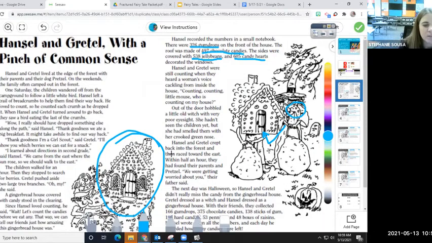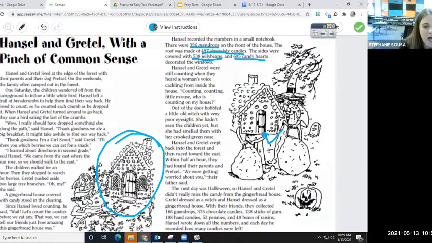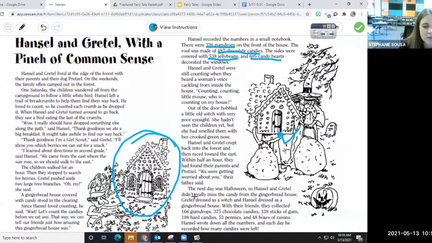Hansel and Gretel crept back into the forest and then raced toward the east. Within half an hour, they had found their parents and Pretzel. "We were getting worried about you," their father said. The next day was Halloween, so Hansel and Gretel didn't really miss the candy from the gingerbread house. Gretel dressed as a witch and Hansel dressed as a gingerbread house.